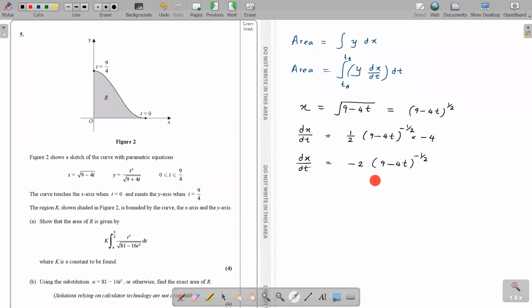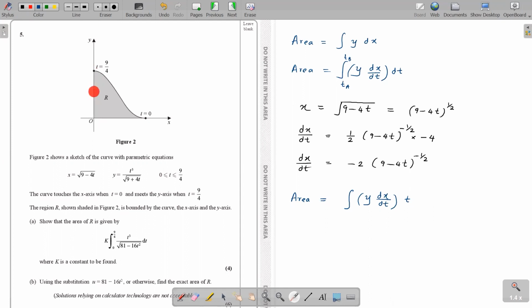This is okay. Then let's get the area. Now how do we get the area? Area equals integration of y dx by dt. Now basically y dx by dt, with respect to t. Okay, let me input now the y and dx by dt values we found, and here I need to give my t limits. So how would you give your t limits here? Do we give it from 0 to 9/4 or from 9/4 to 0?